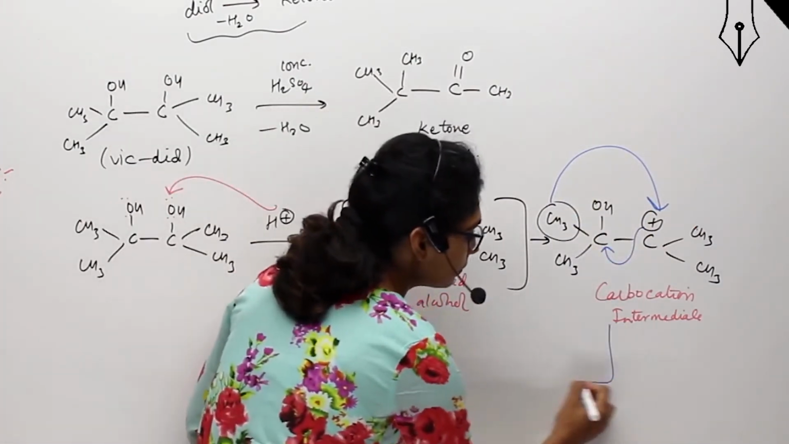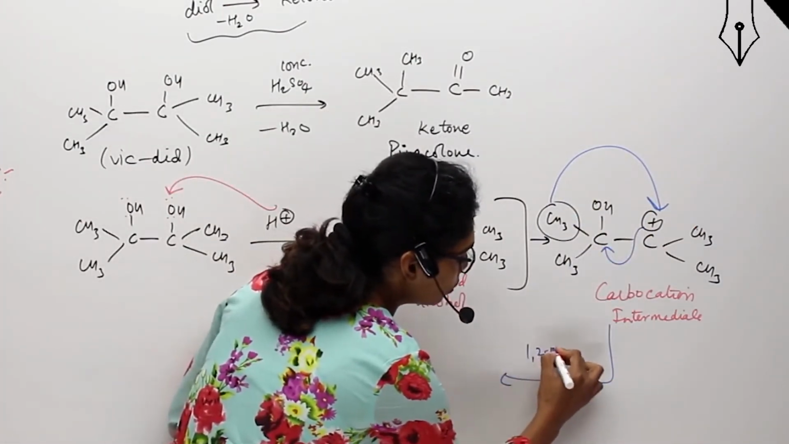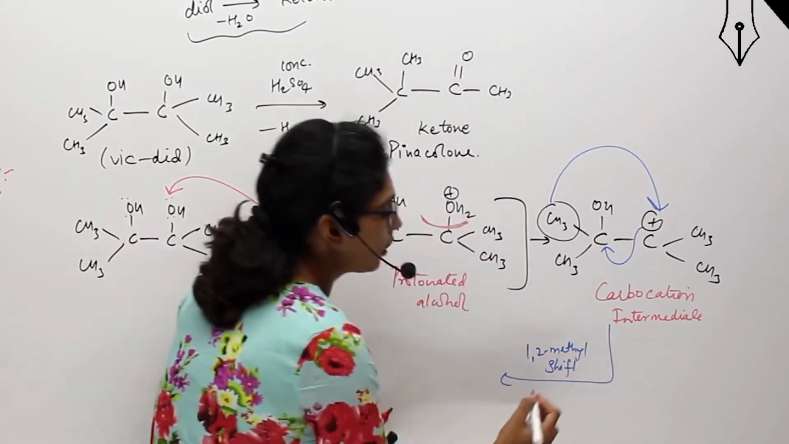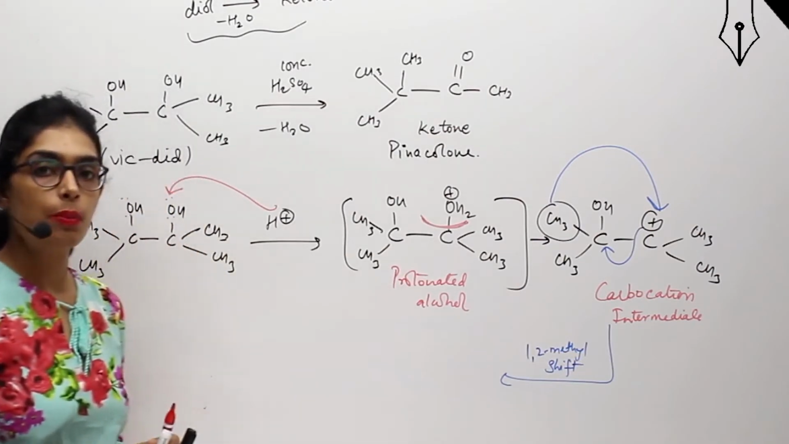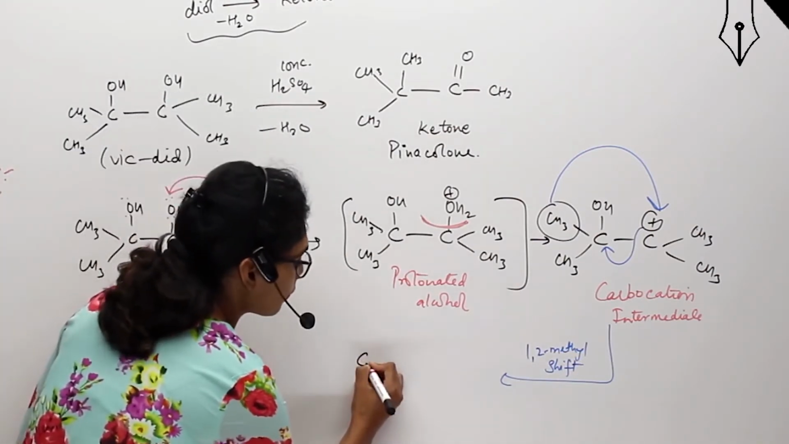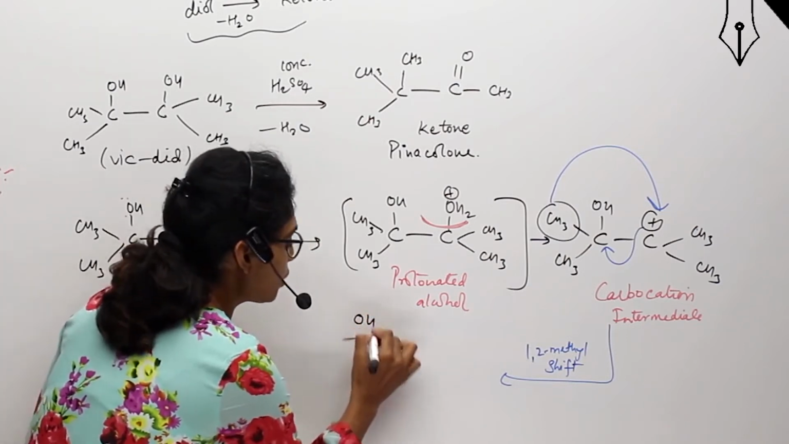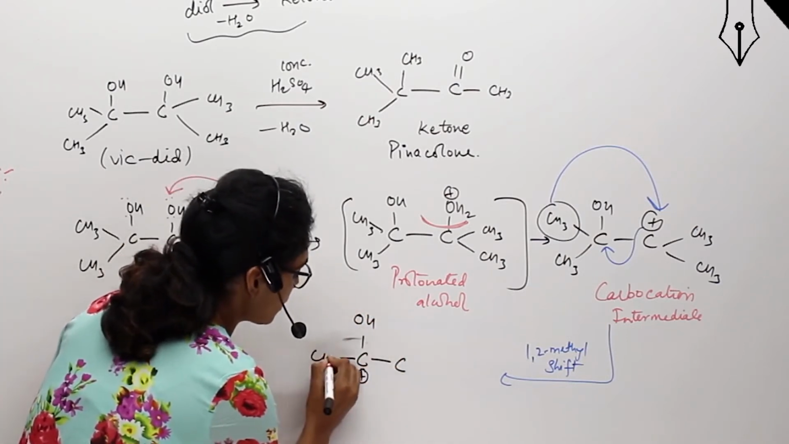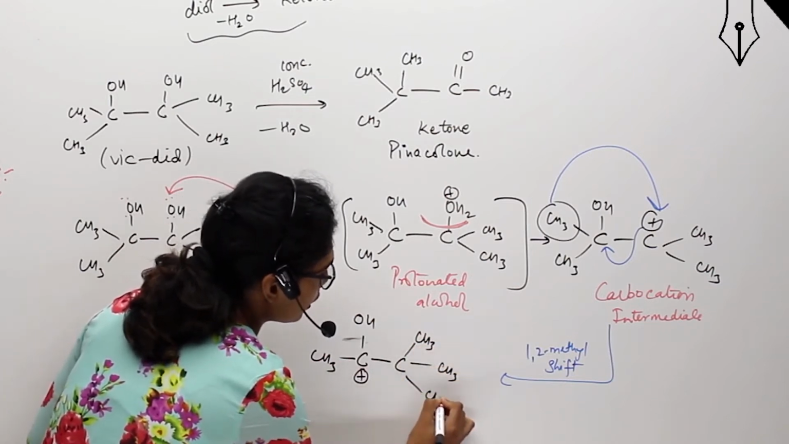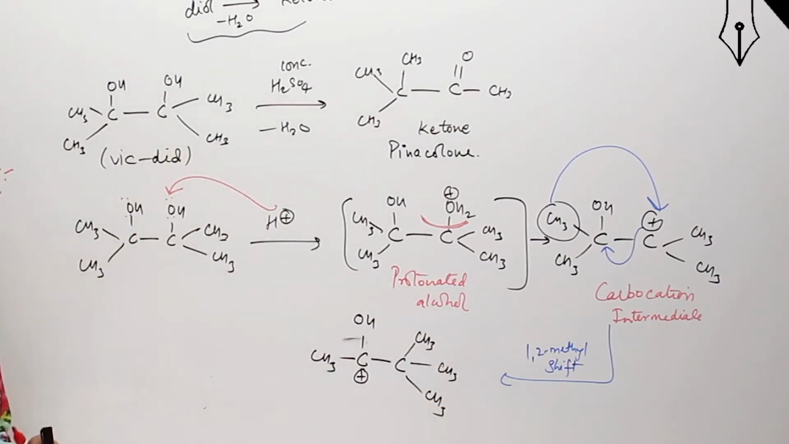So what will happen? 1,2 methyl shift will take place to give plus M stability to our carbocation, and this will become OH plus CH3, CH3, CH3. So this will be my structure form.